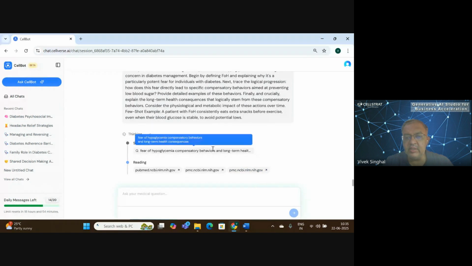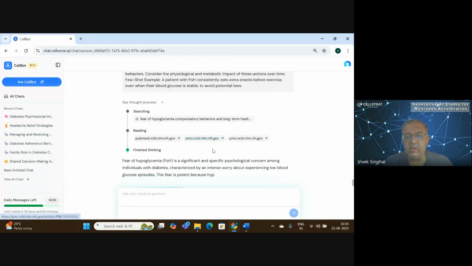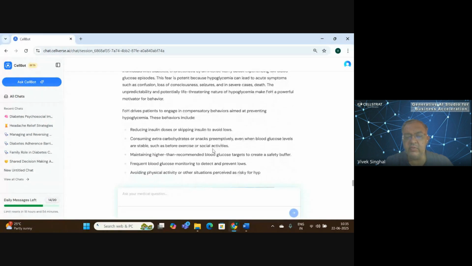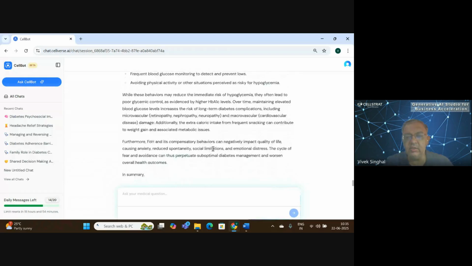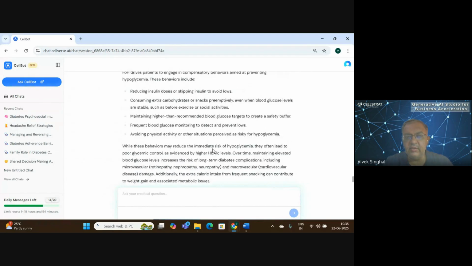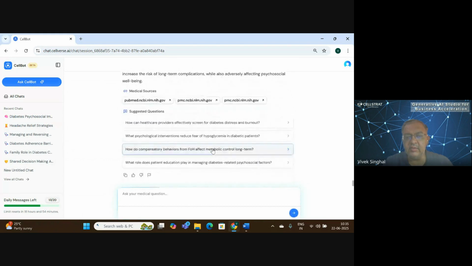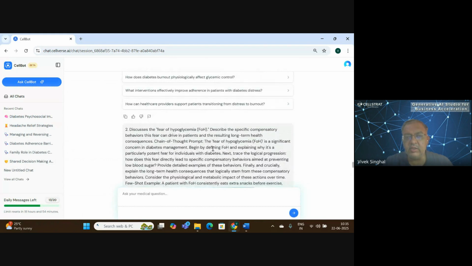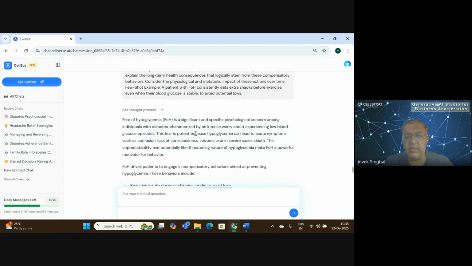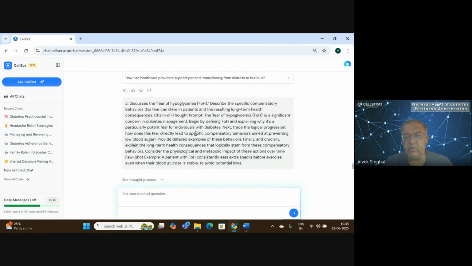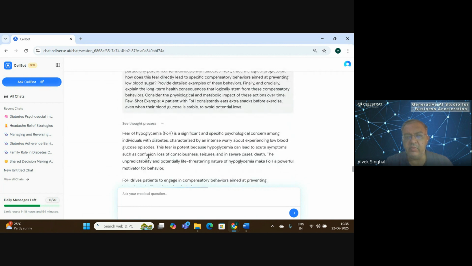So again, it compresses the question into a search phrase. It finds the relevant sources where this answer can possibly be found, and then it generates the answer. So the question was, discuss the fear of hypoglycemia. Describe the specific compensatory behaviors this fear can drive in patients, resulting in long-term health consequences. We gave a chain of thought prompt, which is a long-form human-style thinking prompt. We also gave one single example, which counts as one-shot prompting.